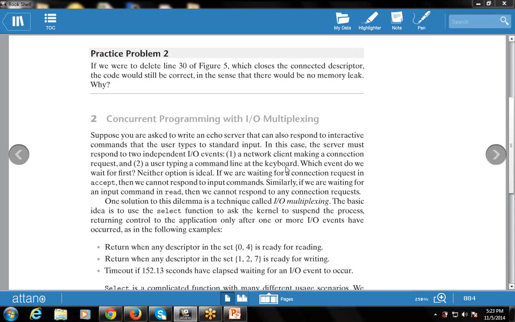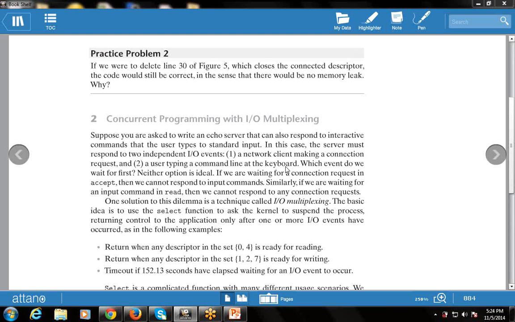One is a network client that makes a connection request. The other is a user that types a command line at the keyboard. Which event do we wait for first? Neither option is ideal. If we are waiting for a connection request, then we cannot respond to the input command. Similarly, if we are waiting for an input command, then we cannot respond to any connection request.